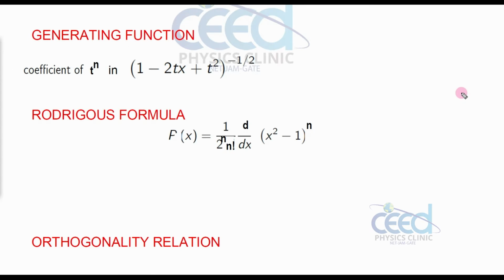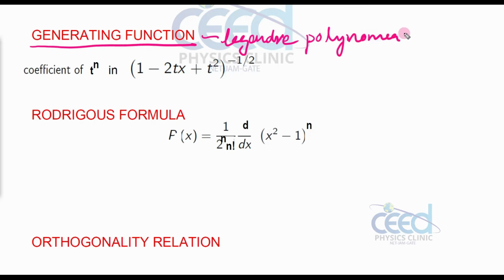Hello friends, good morning. Today we are going to discuss another session of special functions, that is the generating function of Legendre polynomial. In the last lecture we have seen what is Legendre polynomial.